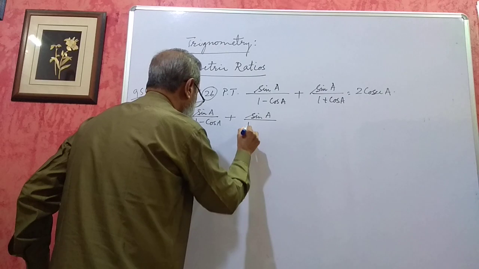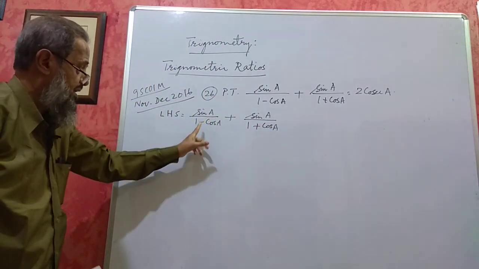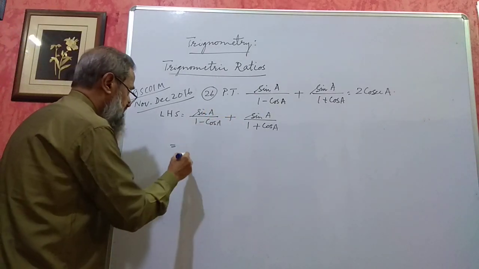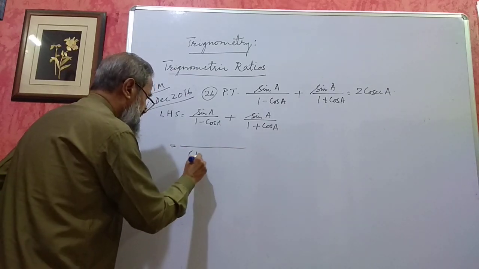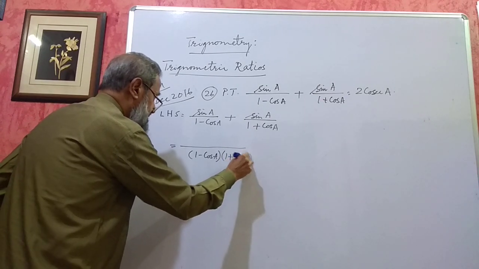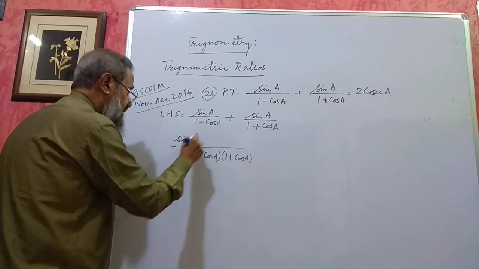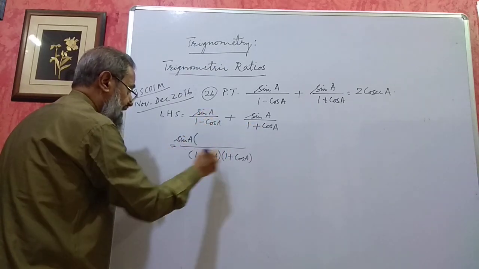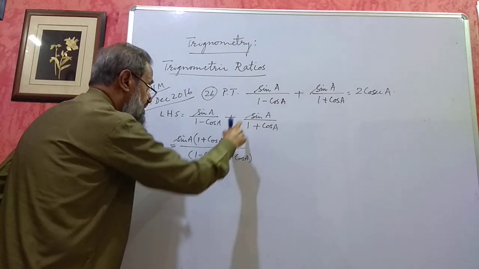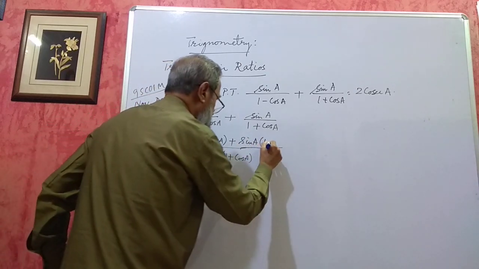Sin A by 1 plus cos A. Again, this is addition of two fractions. Addition of two fractions means we have to take the LCM of the denominators. LCM is (1 minus cos A) into (1 plus cos A). Here you have sin A, and sin A into this will come there, because this gets cancelled: sin A into (1 plus cos A) plus sin A into (1 minus cos A).